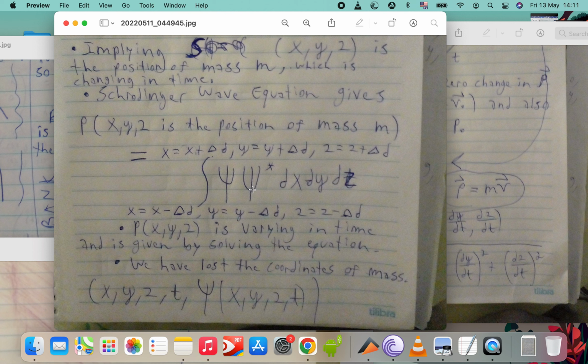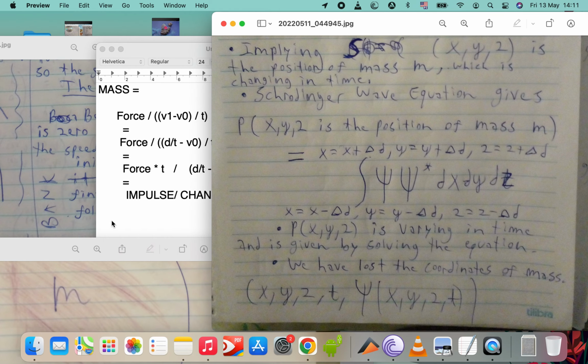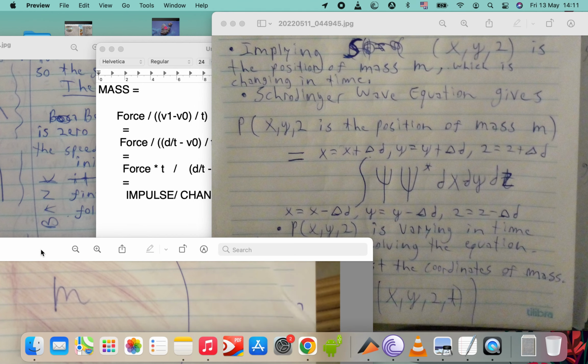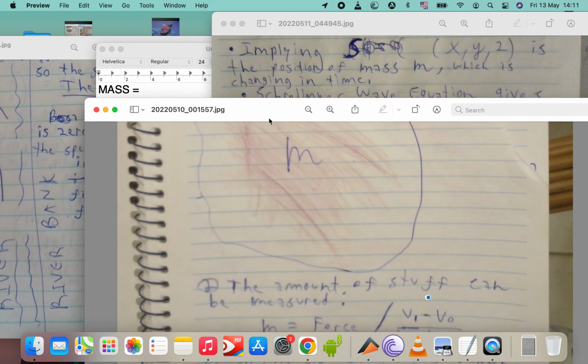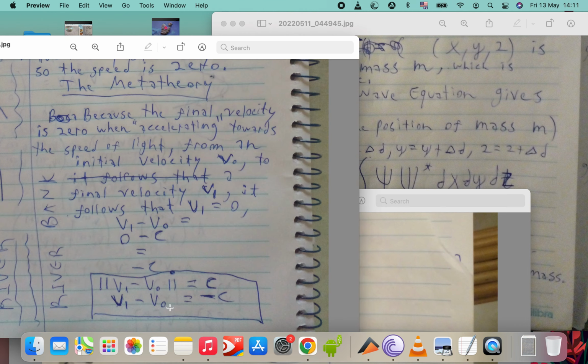We have to look for how the Schrodinger wave equation is, if the Schrodinger wave equation really is somehow playing this game here, which I boxed in here. Is this really the game that's being played by the Schrodinger equation? So that's one thing I'm going to look at.